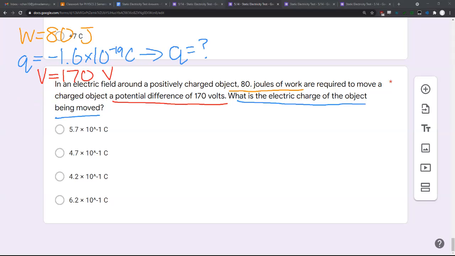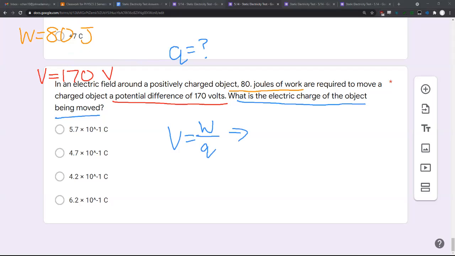It was worded incorrectly. Now, if you knew you were solving for Q, you probably would have just thought to yourself, well, this is a mistake. So you would just go on with the formula V is equal to W over Q, and you're solving for Q. You would just forget the fact that you have Q already, and then you would just solve for Q.